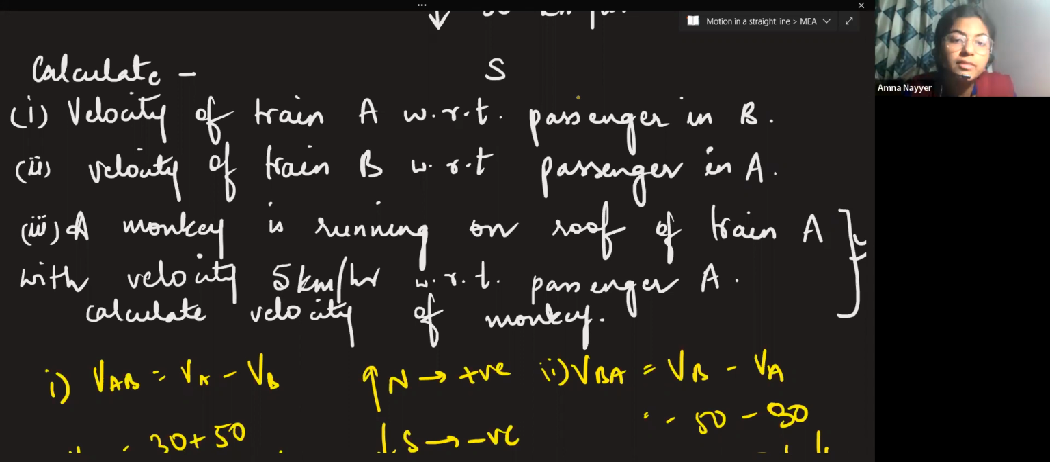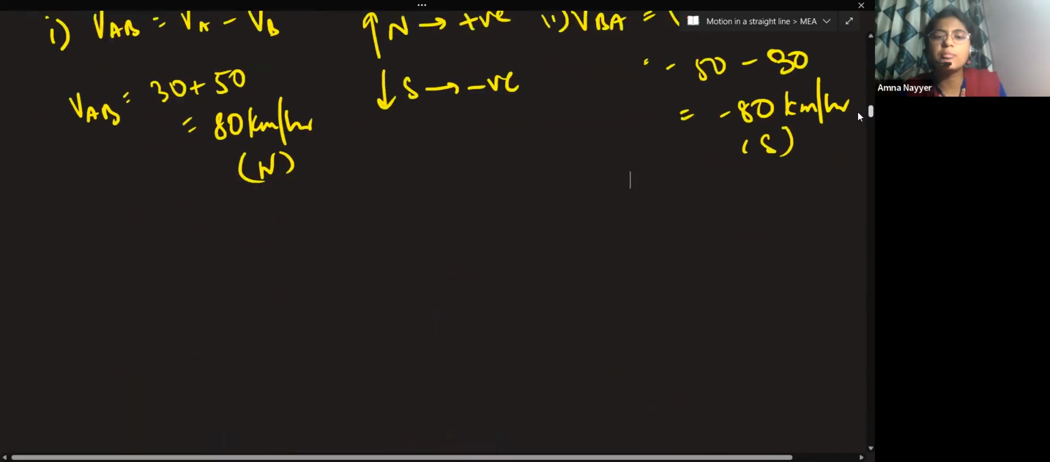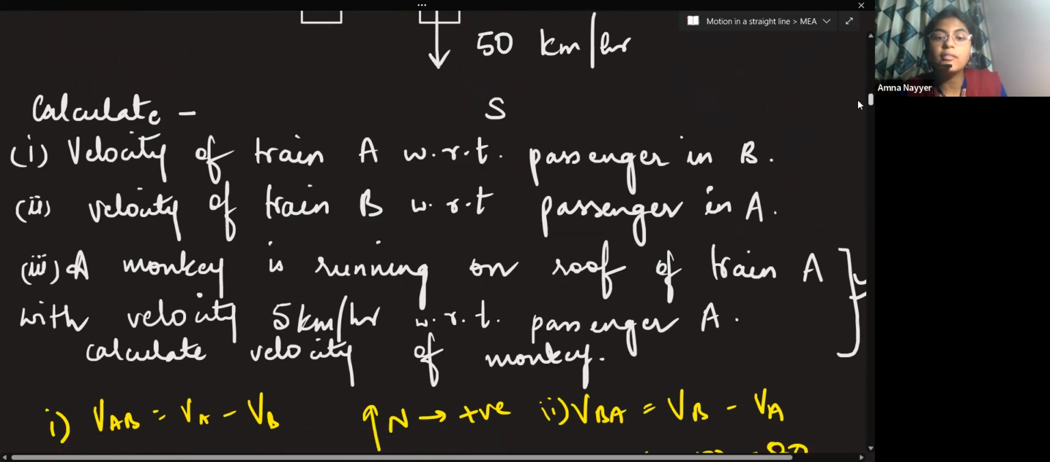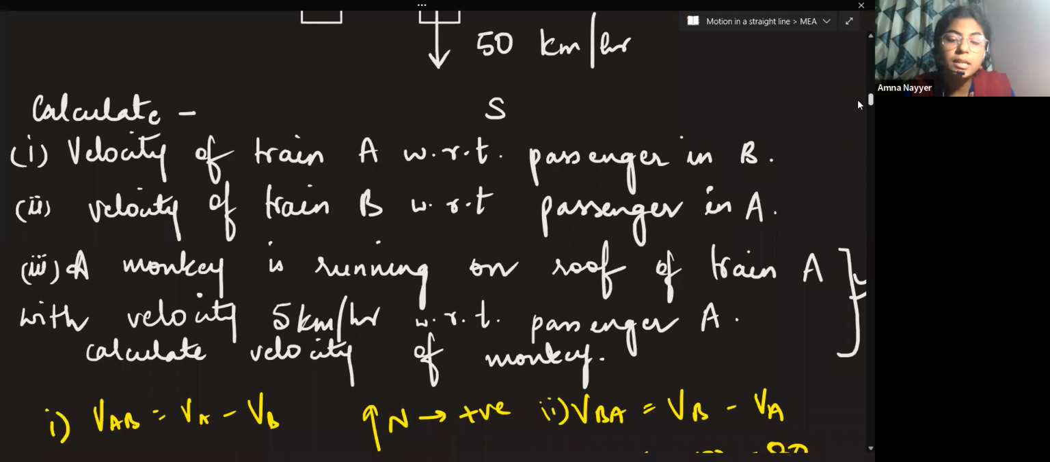This is a relative velocity of monkey with passenger A. Let's say velocity of monkey. You have to find out the absolute velocity of monkey. Are you getting it, Aisha? Calculate the velocity of monkey means absolute velocity, that is with respect to ground. Vm you have to find out. Vma is given to you. Did you guys understand this difference first? Yes or no?